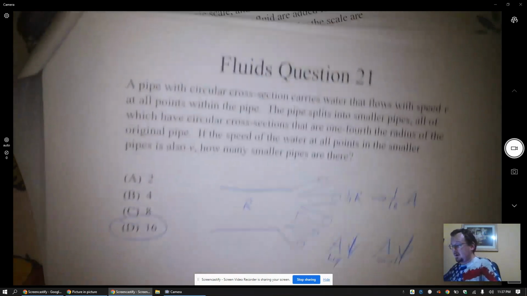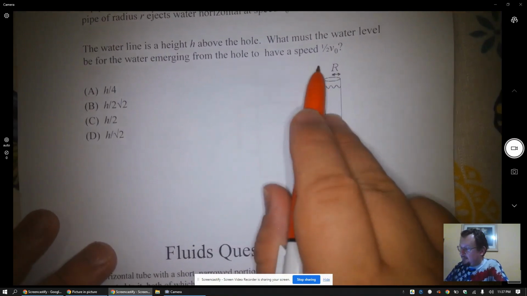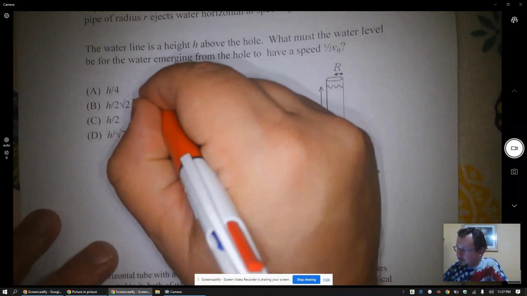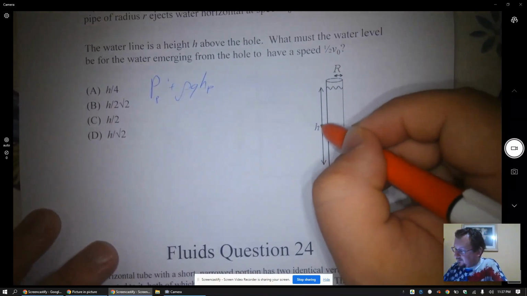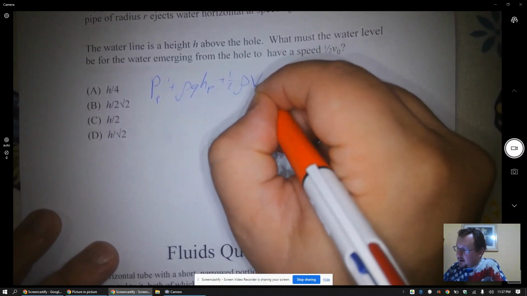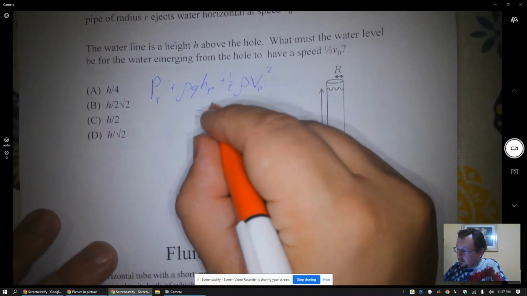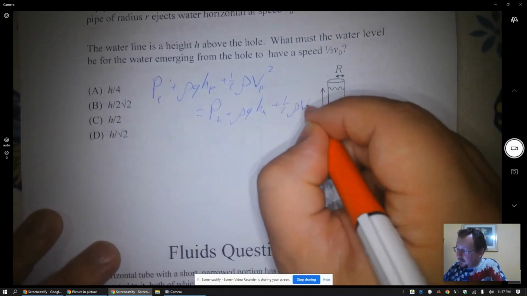So it's just a continuity question. This is the same thing, but it's a Bernoulli question. What's it going to take to make this speed half as much? Okay, we're going to talk about the pipe, pressure pipe, plus rho g height of the water in the pipe. That's this h right here. Plus 1/2 density velocity in the pipe squared is going to equal the pressure at the hole plus rho g height of the hole plus 1/2 rho v at the hole squared.